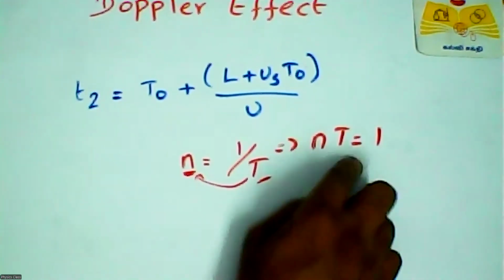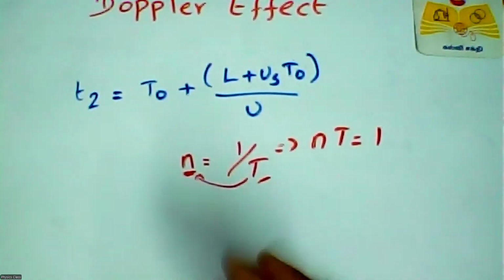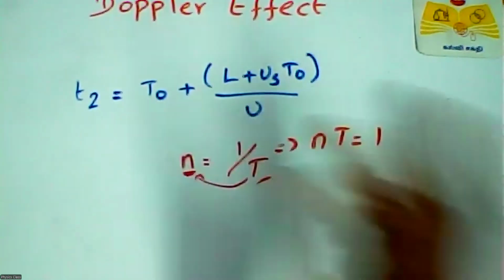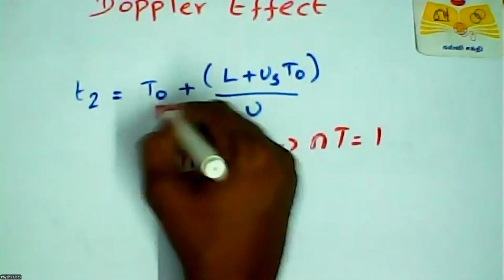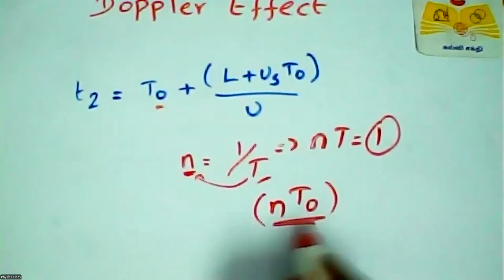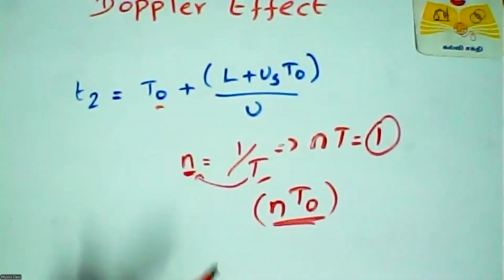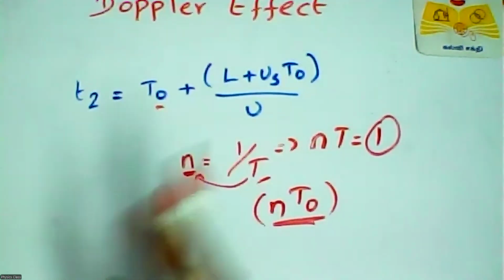N into T: frequency into time. Suppose for counting N number of cycles or N number of vibrations, we have to label it as some other term, like N1, N naught, or some other. So frequency N, time period here T naught. This is a quantity which denotes how many vibrations, in our case how many crests. You may be clear on that. So at time N into T naught, we have to find how many vibrations or how many crests in this case.